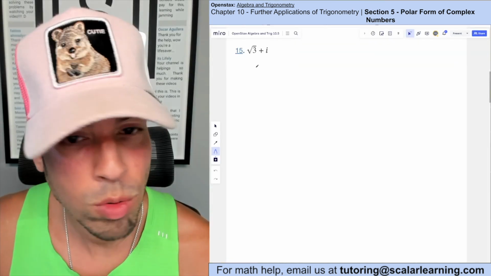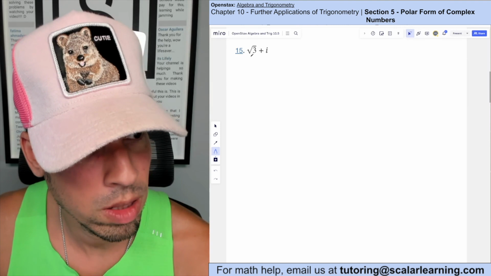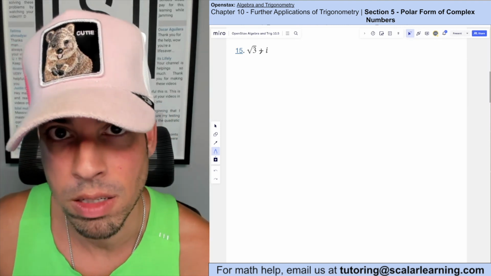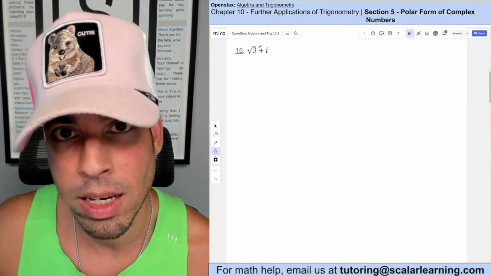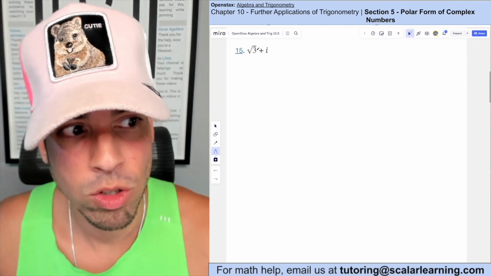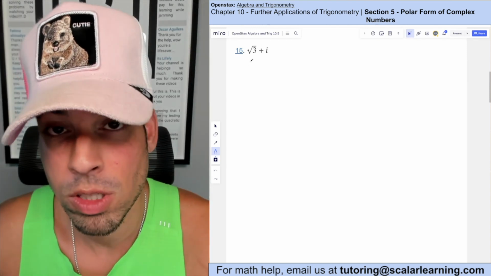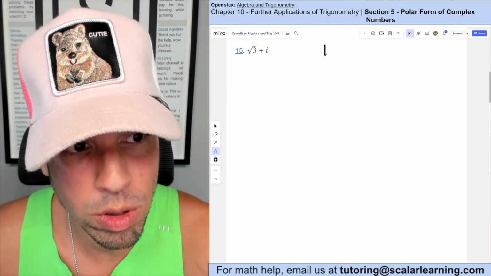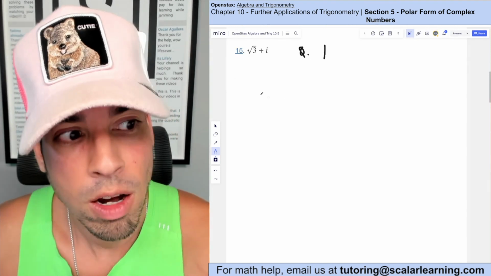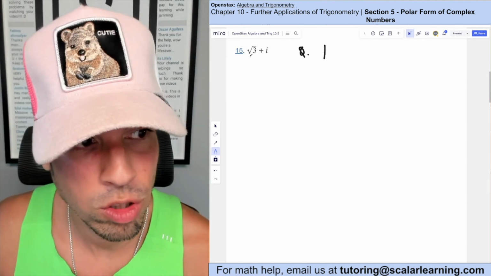Done. So for this one, the first thing we want to notice is that both the x and the y are positive. That's essentially like thinking about the unit circle, where are x and y both positive, or sine and cosine both positive? Quadrant 1. So we already know we're in quadrant 1, so that's helpful. All right, now we're going to continue.